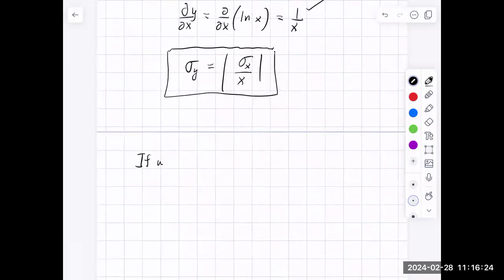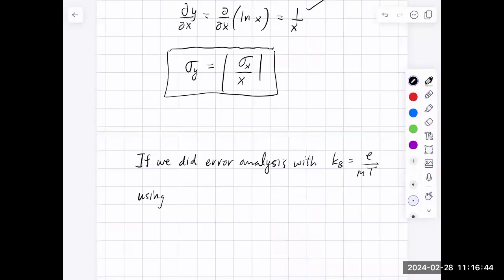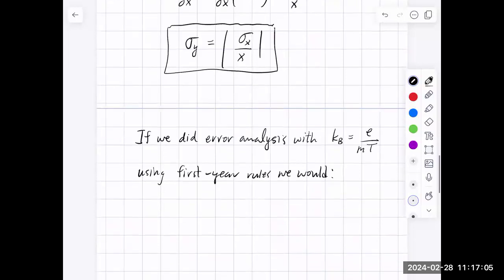If we did error analysis, our propagation of errors with say KB is, so what was it? E over M times T. Using the first year rules, here we have either products or quotients, and the product quotient rule is the same. It's you add fractional errors, okay? We would do the following.